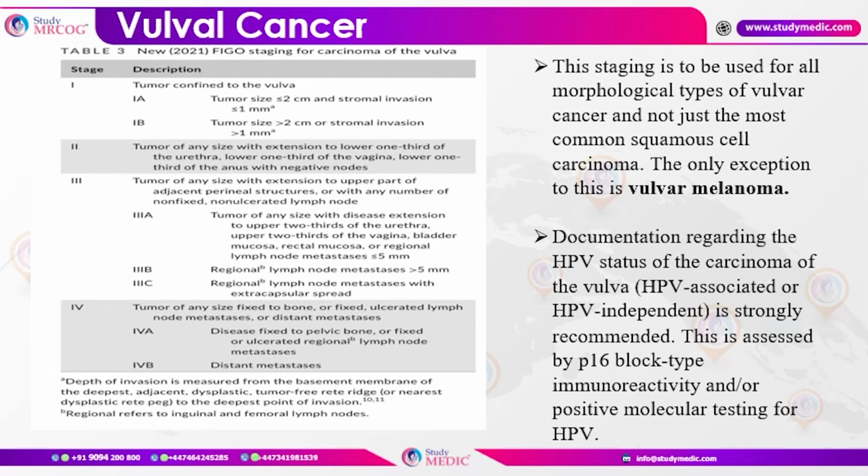4A is disease which is fixed to the pelvic bone or fixed or ulcerated lymph node metastasis. 4B is distant metastasis. So this staging is usually followed for SCC vulva, and the only exception to this staging is vulvar melanoma, which follows the different AJCC staging. Usually, it is recommended to document the HPV status, and FIGO staging of vulval cancer is very important because this is actually based on selective collection of prospective data.